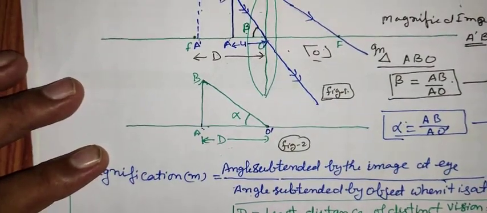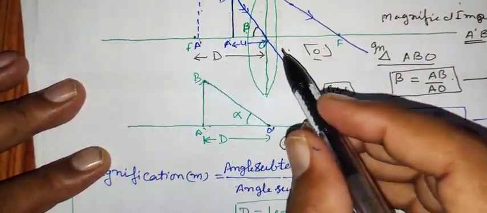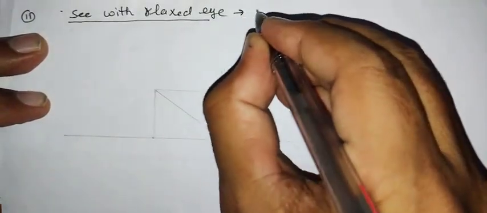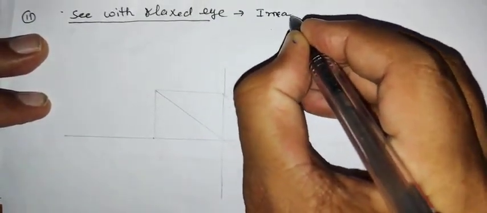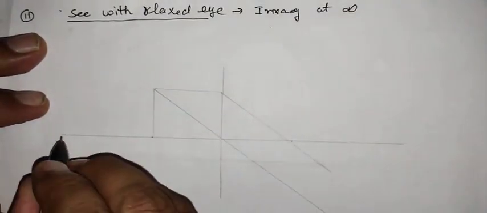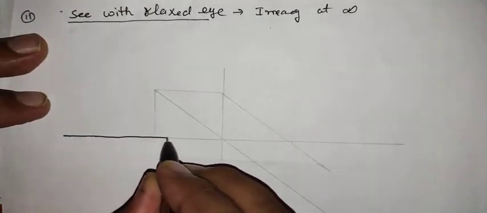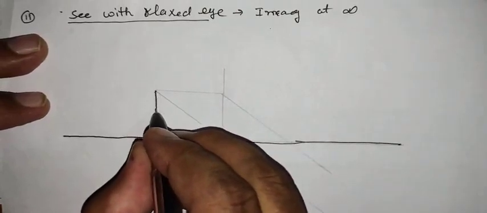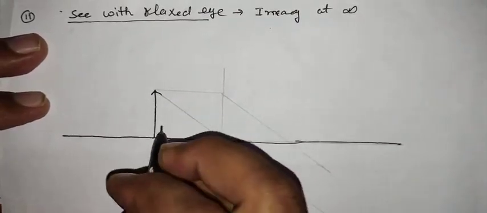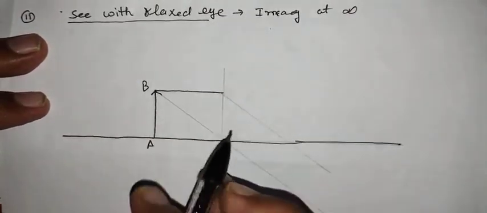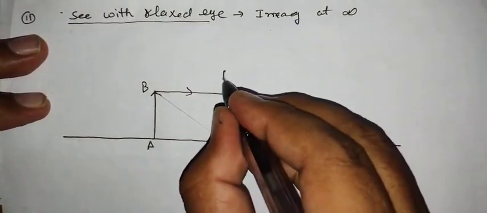Now see, where is the position of the image when it is seen through the relaxed eye? When we see with the relaxed eye, the image should form at infinity. So when it is possible to form the image at infinity, the object must be at the focus. Let the object be AB.